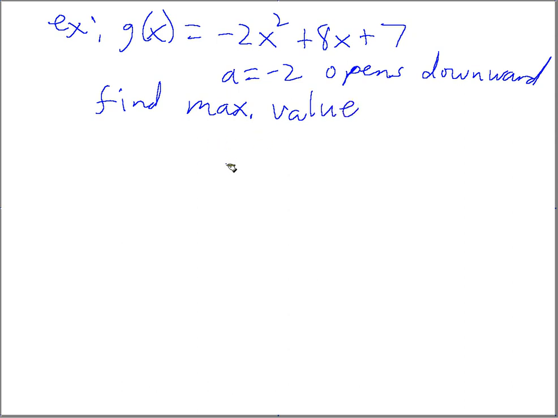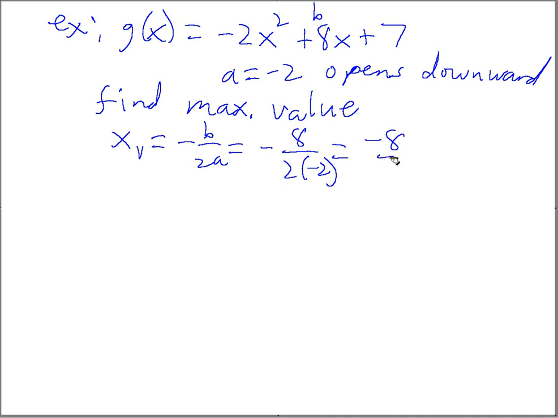Again, that's just the y-coordinate of the vertex, really, is the bottom line here. So there's my b, positive 8. Therefore, the x-coordinate of the vertex: just write the formula down again, negative b over 2a. That's negative 8 over 2 times negative 2. That's negative 8 over negative 4, or positive 2, since the negatives divide out. That's the x-coordinate of the vertex, but we need to find the y-coordinate by plugging in the 2.